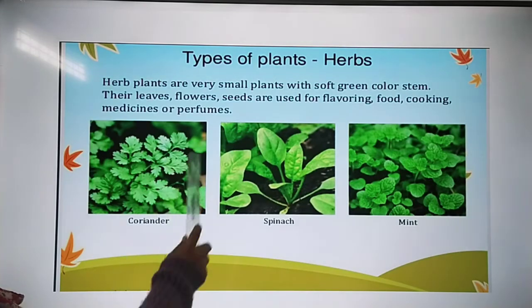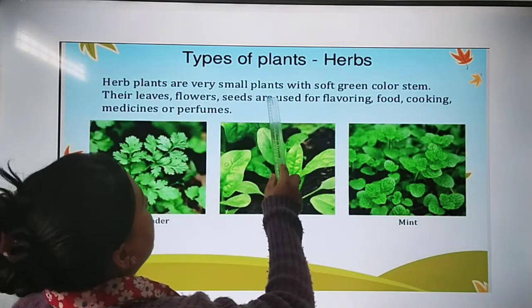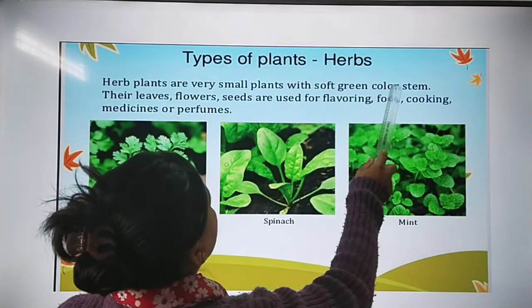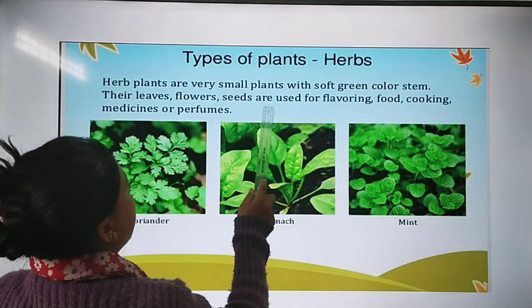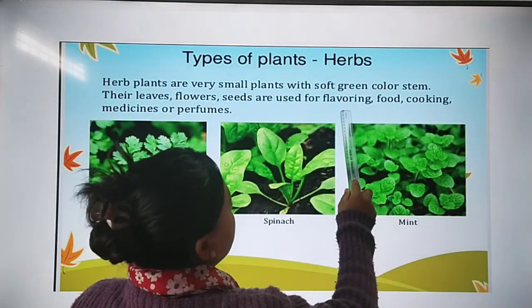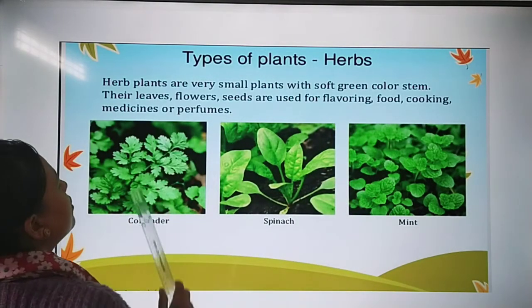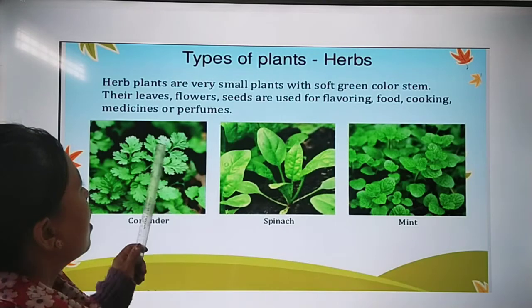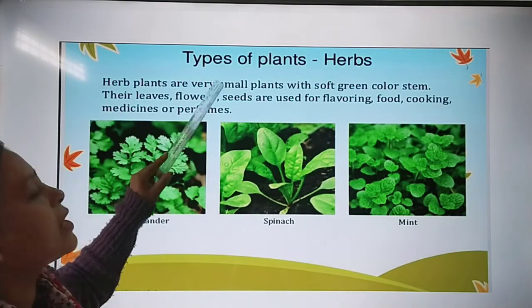Next one is herb. Herb plants are very small plants with soft green color stem. Their leaves, flowers, seeds are used for flavoring food, cooking, medicines or perfume. So what type of plants are called herb? Herb plants are very small.